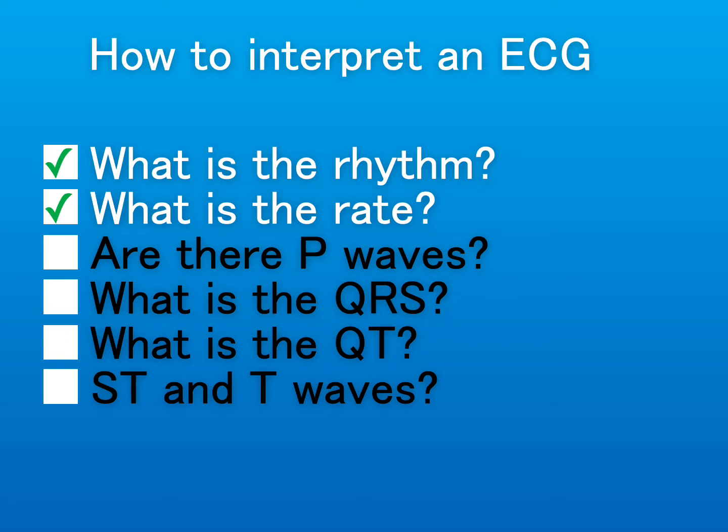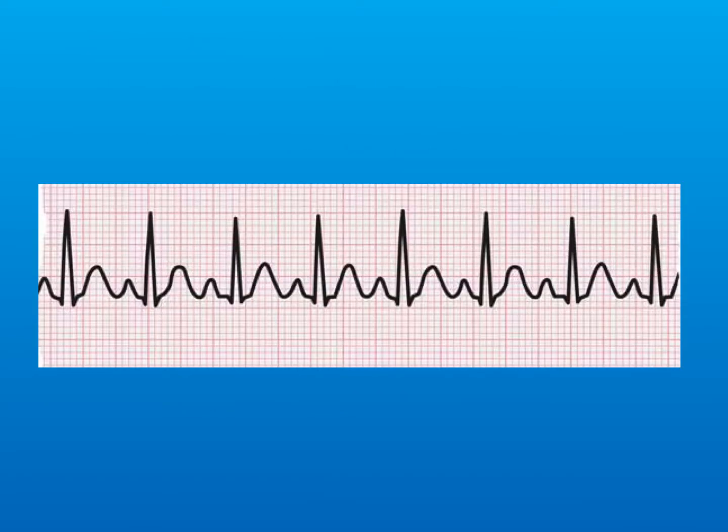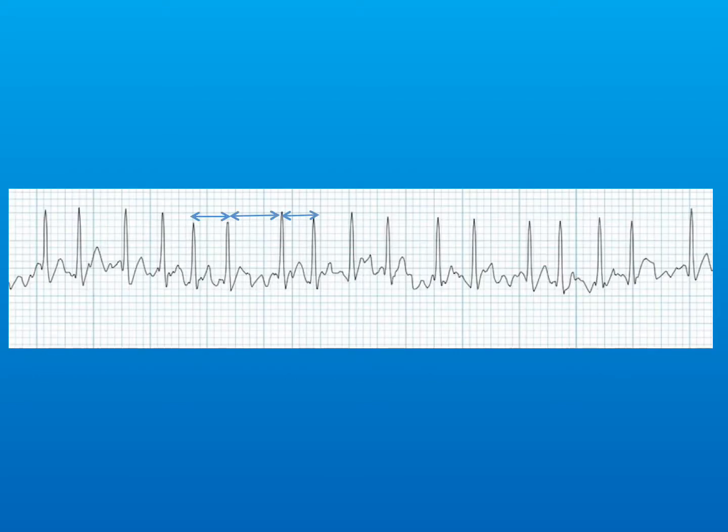So in this video, we're going to be looking at the first step, which is determining the rhythm and the rate. First of all, we're saying whether the rhythm is regular or irregular. Looking at this ECG, we can look at the R to R interval, or the distances between the QRS complexes. If the distance is constant, then we have a regular rhythm. If it varies, we have an irregular rhythm.